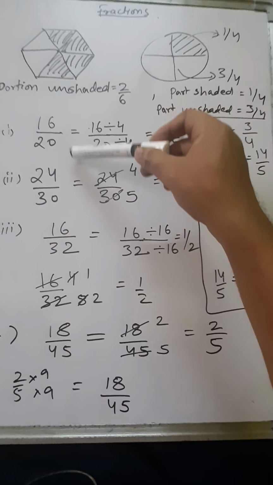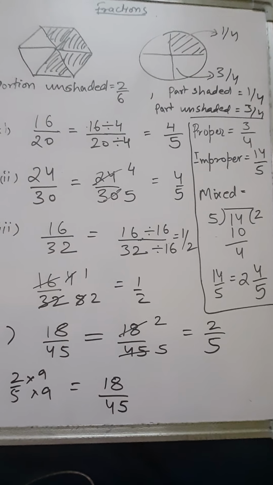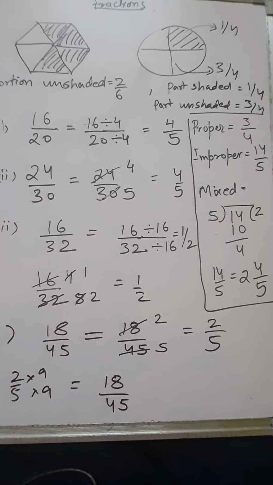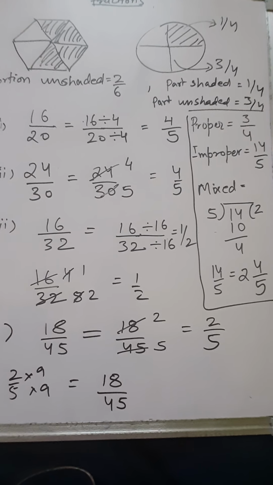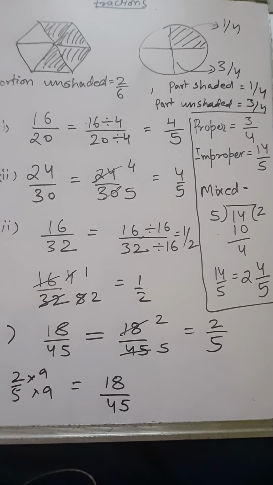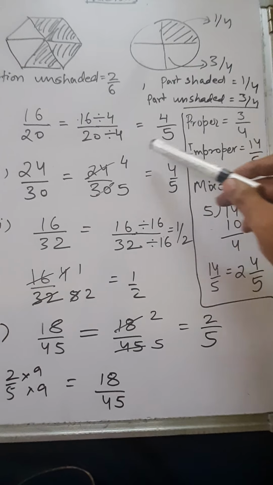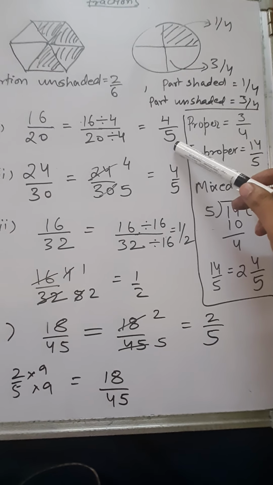We'll do the division. So you can see that if we have to convert 16 upon 20 to the lowest term, 16 and 20 can be divided by 4. Both come in the table of 4, right children? So 16 divided by 4 and 20 divided by 4, what will we get? 4 4s are 16 and 4 5s are 20. So the answer will be 4 by 5.